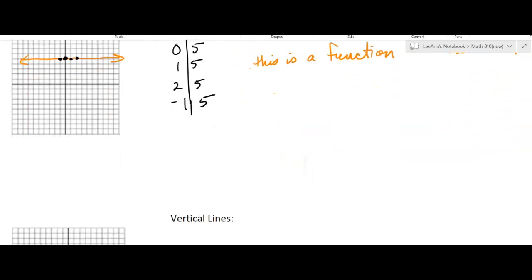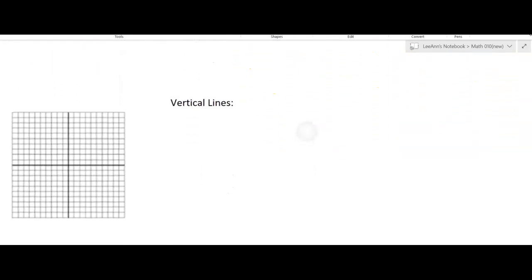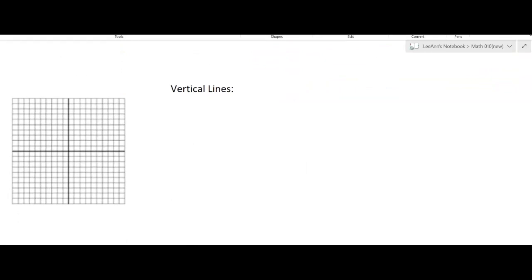All right, we can also have a vertical line. Vertical lines, you might imagine, look like x equals some number, like negative 3. So you go to negative 3 on the x-axis, and you make a vertical line. Okay, and that's how you graph it. If you wanted to think about a table of values, you're thinking of, well, x always has to be negative 3, and y could be anything.